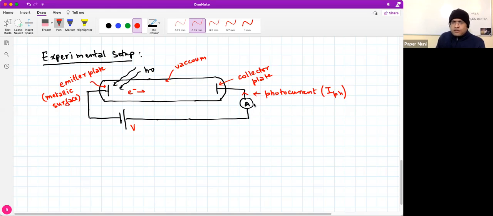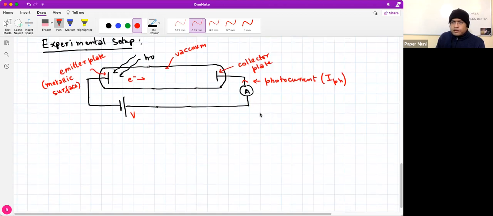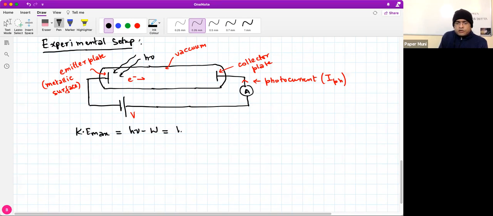All right, so we see a deflection in the ammeter, and some of you might have done this experiment in college itself, where we had to find out the value of the Planck constant from the graph. Now the maximum energy here is this one, so we wrote this, KE max. We already wrote this formula here.